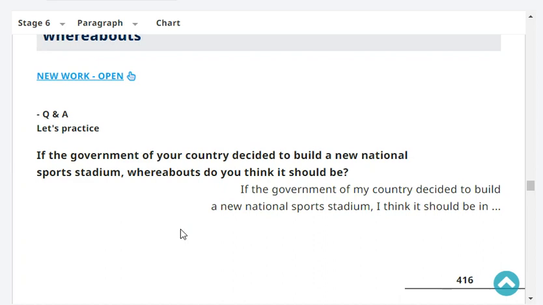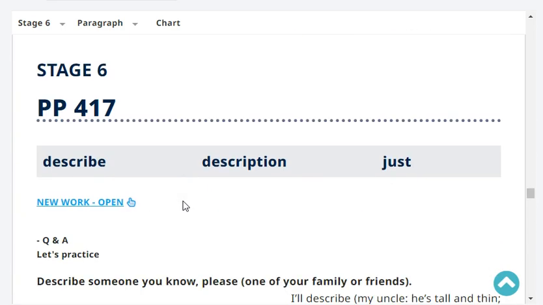If the government of your country decided to build a new national sports stadium, whereabouts do you think it should be? If the government of my country decided to build a new national sports stadium, I think it should be in Tokyo.